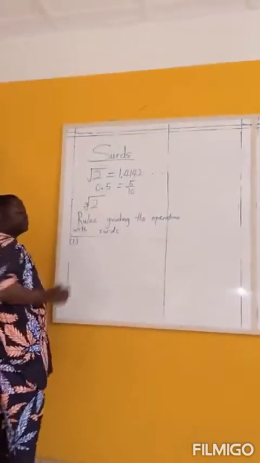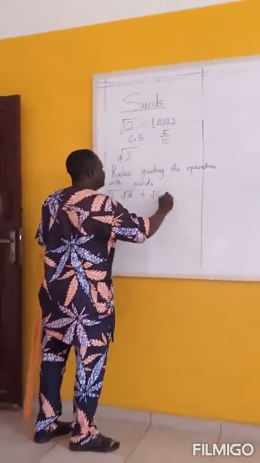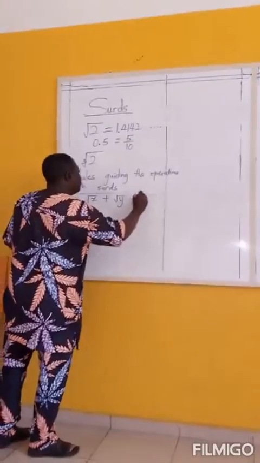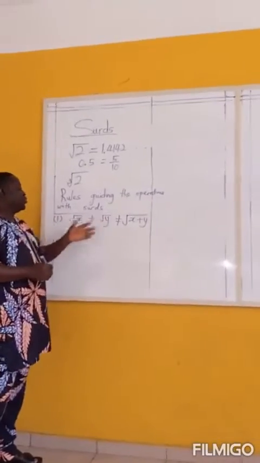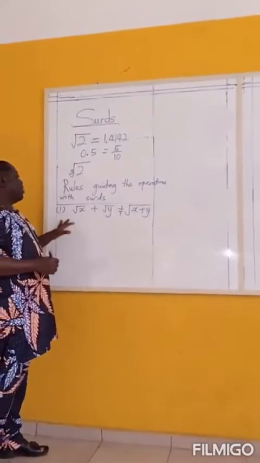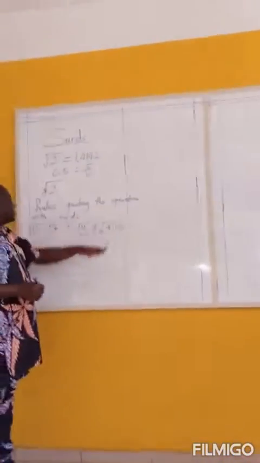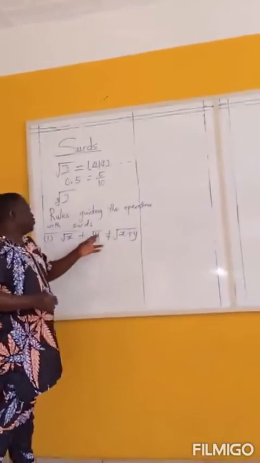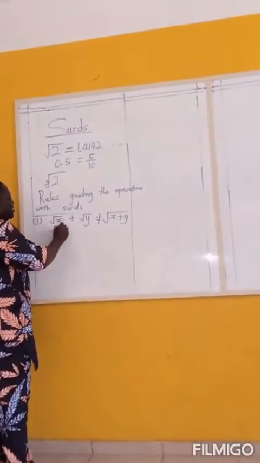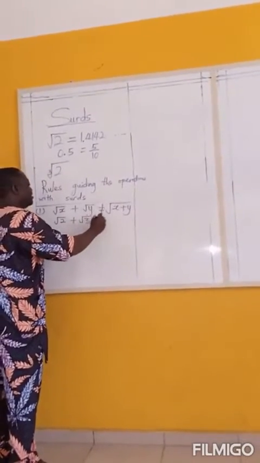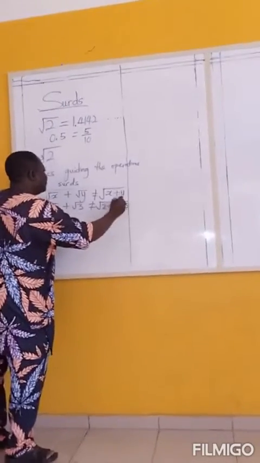Number one, root x plus root y is not the same thing as root x plus y. Now this is a surd, this is another surd. So the rule states that we cannot just say this plus this is the same thing as the addition of the two of them enclosed in a root. It is not possible. For instance, we can never say root 2 plus root 3 is equal to root 2 plus 3, which is root 5. That is not correct.